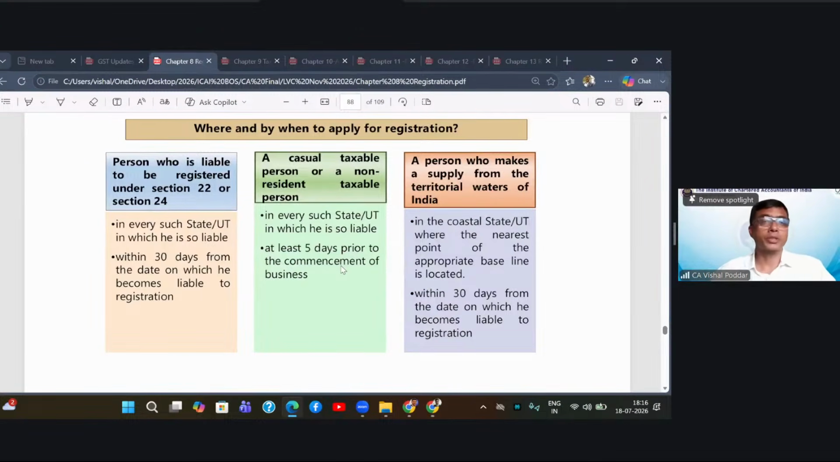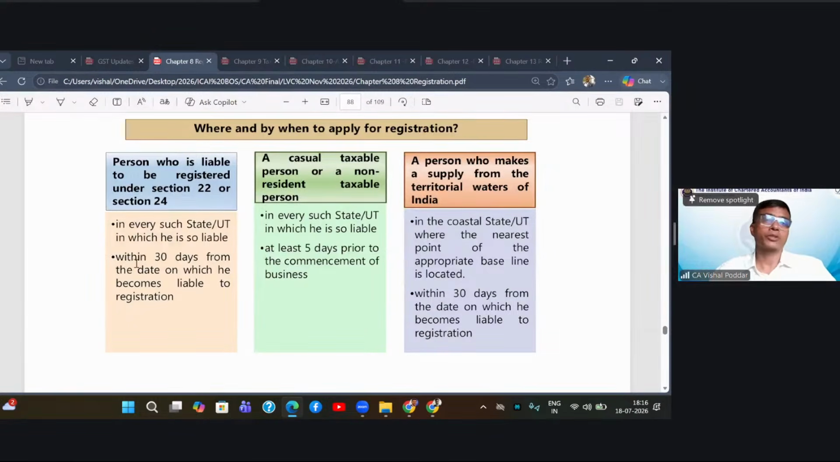Now, once you are covered in the above compulsory registration provision, either of section 22 or 24, then certain questions will come because now you are required to take registration. So first is, in which state are you required to take registration? The answer is, in every state where you are liable to pay tax. So you are required to get registered in all those states from where you are making your supply.